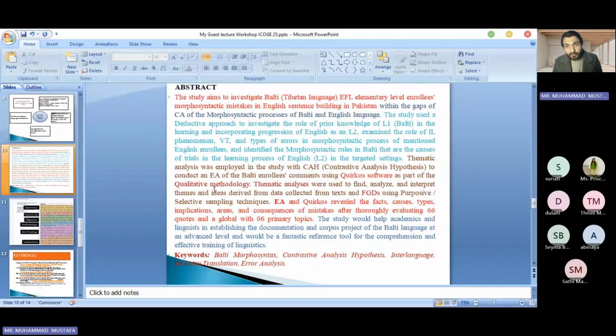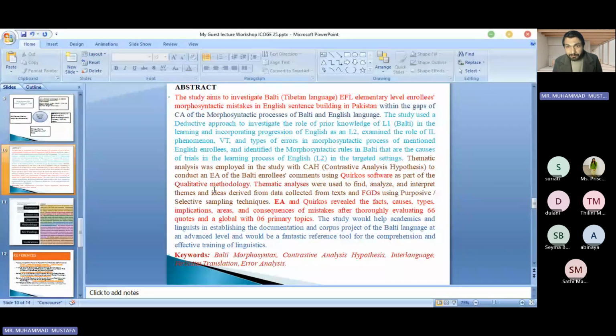Examine the role of interlanguage, verbatim translation and types of errors in the morphosyntactic process of English enrollees, and identify the morphosyntactic rules in the data that are the causes of challenges in the learning process of English or L2 in the target settings. So now the highlighted portion is just mentioning the data analysis area, the tools.